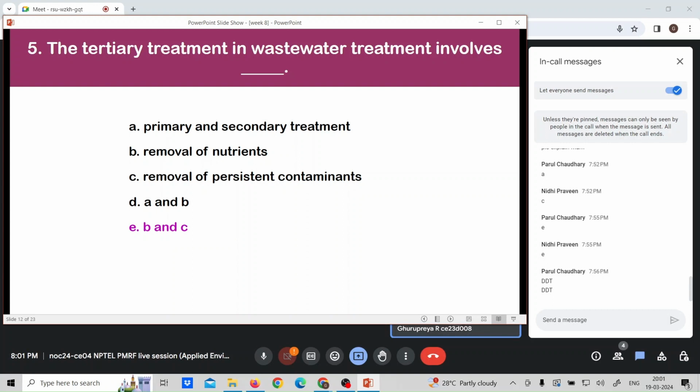Those pollutants are known as emerging pollutants, which is a very hot area of research in this field. So that is the difference between persistent contaminants and emerging contaminants. There are many more terms related to this area of research.